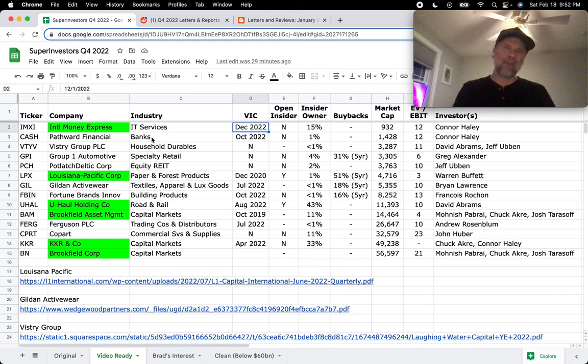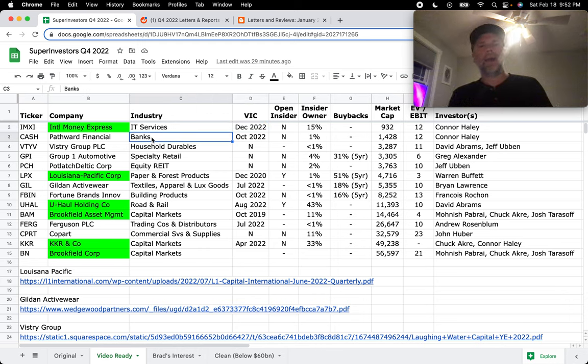Pathward Financial, I really tend to avoid banks. There tends to be a lot of leverage built into banks, and I just find them really difficult to dig into and understand at a deep level. There's just a lot of mystery with banks and their loans, and trying to evaluate how risky those loans are tends to just be in the too hard basket for me. Pairing that with the low insider ownership and no recent insider buying, I just took a pass on that one.